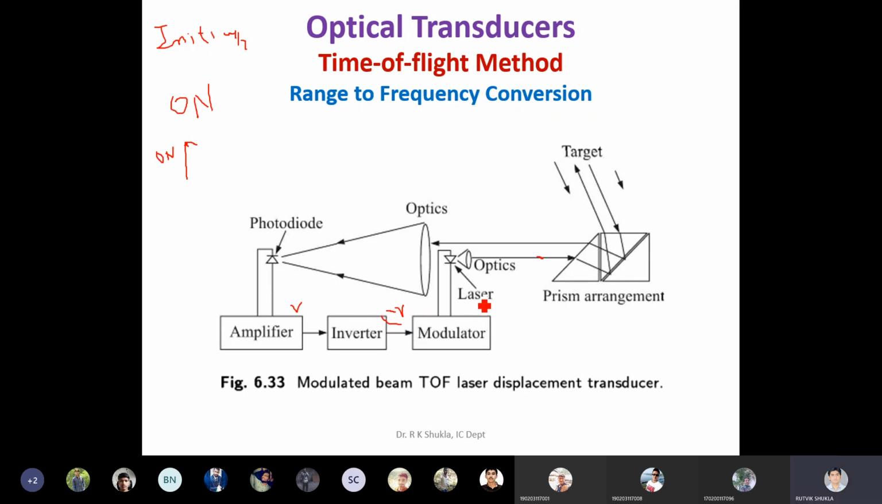Whenever it gets negative from here, at that time it turns off the diode. So suppose after some time the diode gets turned off. Clear? So this is called the off state.